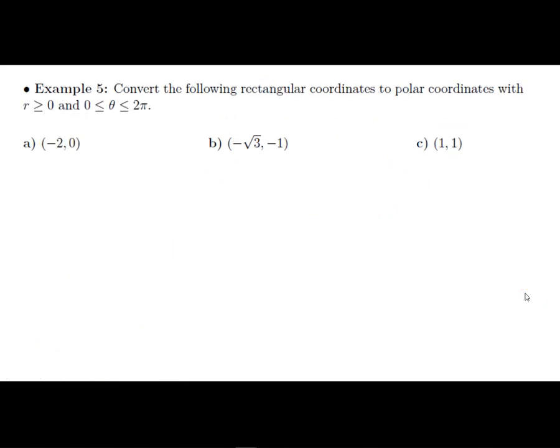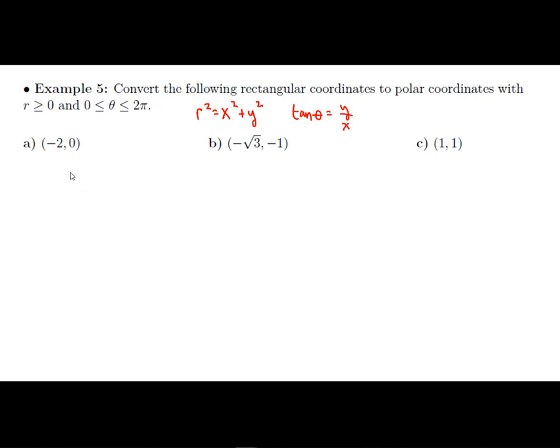All right, so let's do the opposite. Let's go from rectangular coordinates to polar coordinates. Okay, so in this case, what we're going to be using is the other two formulas we didn't use in the last one. The fact that r squared is equal to x squared plus y squared, and the fact that the tangent of theta is equal to y over x.